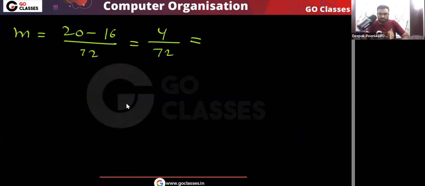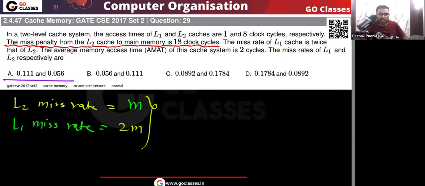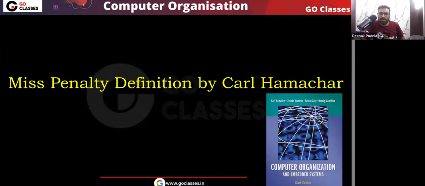So what will be this value? The L1 miss rate is 0.11. The L2 miss rate is 0.055. So for this question, the answer will be option A. You can see the miss rate of L1, that is 2M, that we have calculated, is 0.11, and the miss rate of L2 is 0.056. Actually it will be 0.05555 like that, so we can write it 0.056. So for this question, the answer will be option A.